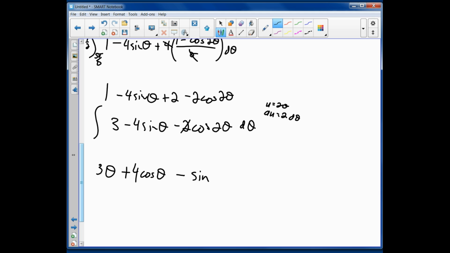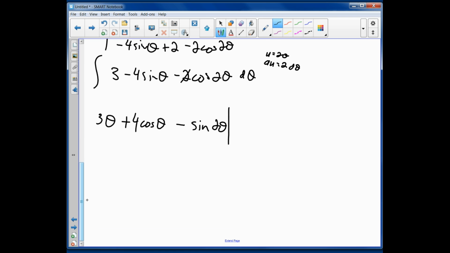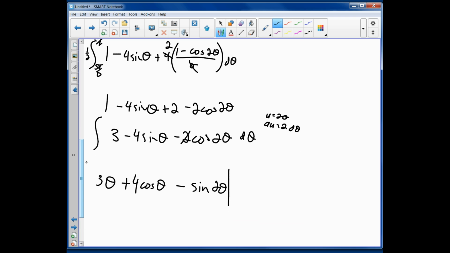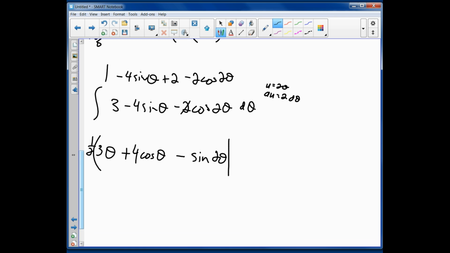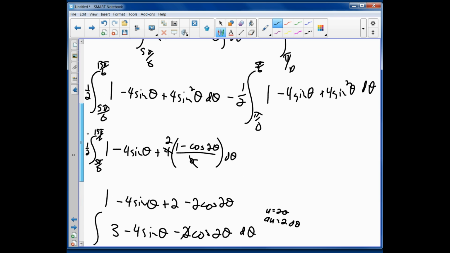Would you have to change it since you did the u substitution? No, because I went back to theta. I put the 2 theta back in. So that was from 5 pi over 6 to 13 pi over 6. Minus. Now, don't we have the exact same integral over here? Yes. So we have the exact same thing here. This is 1/2 times 3 theta plus 4 cosine theta minus sine 2 theta evaluated from where to where? Pi over 6 to 5 pi over 6.